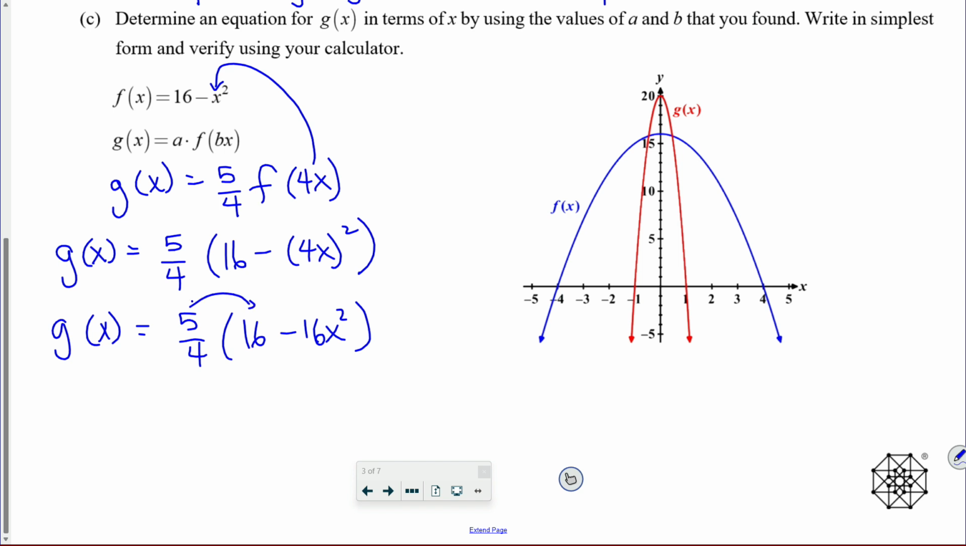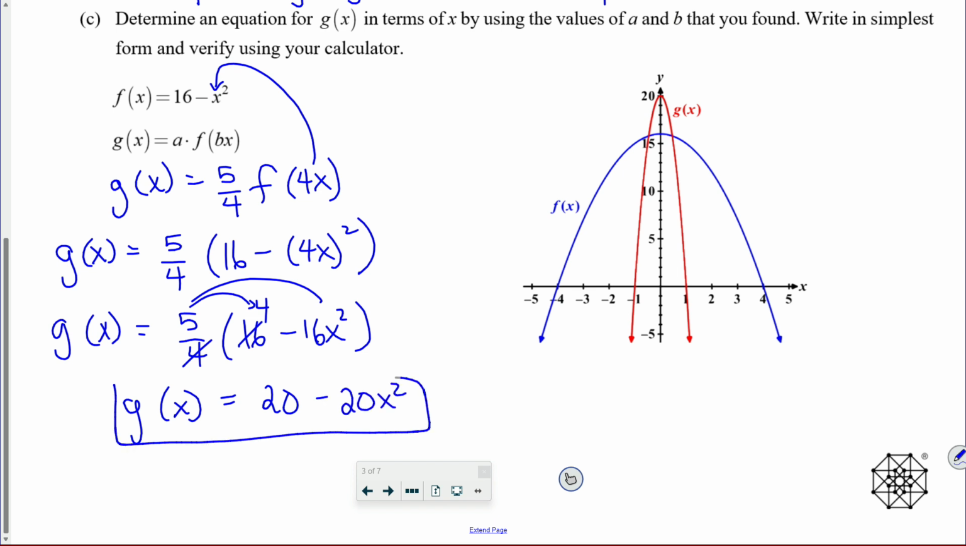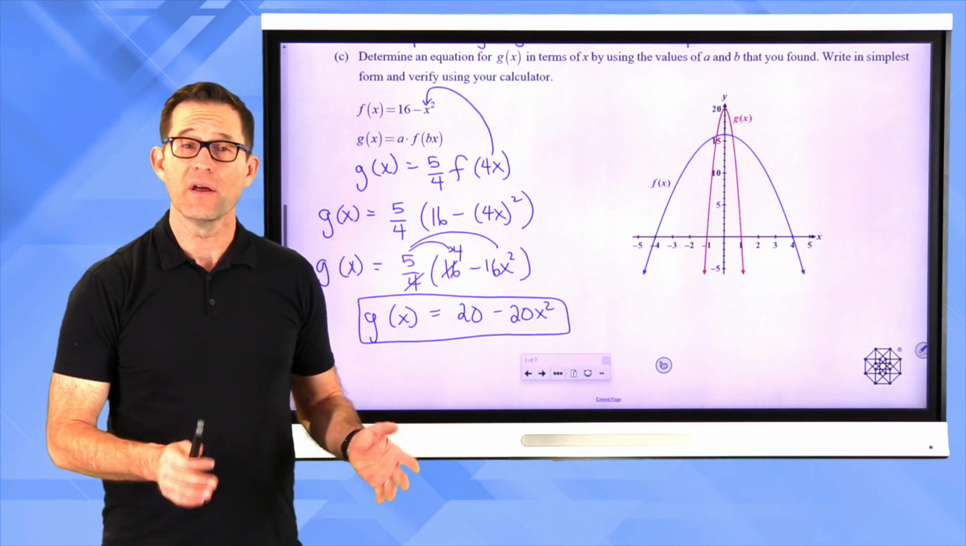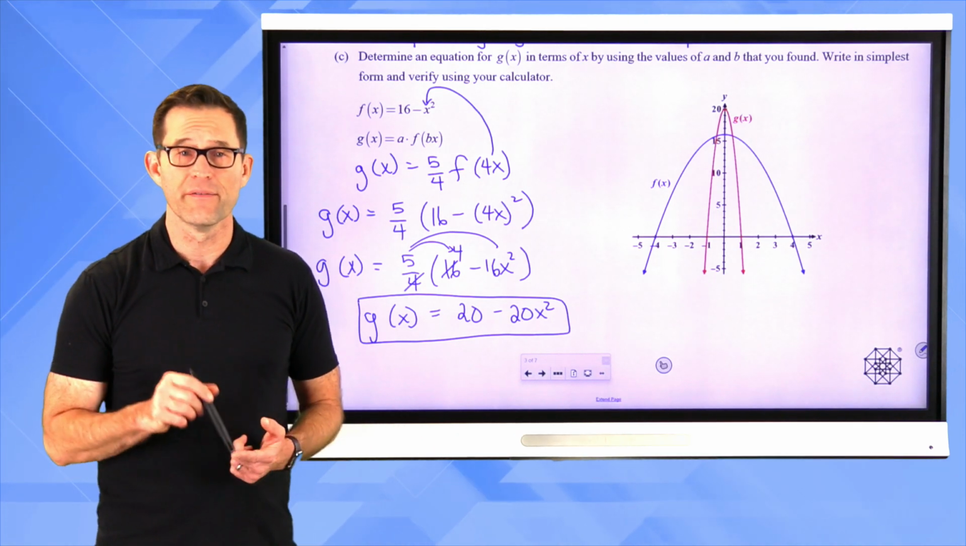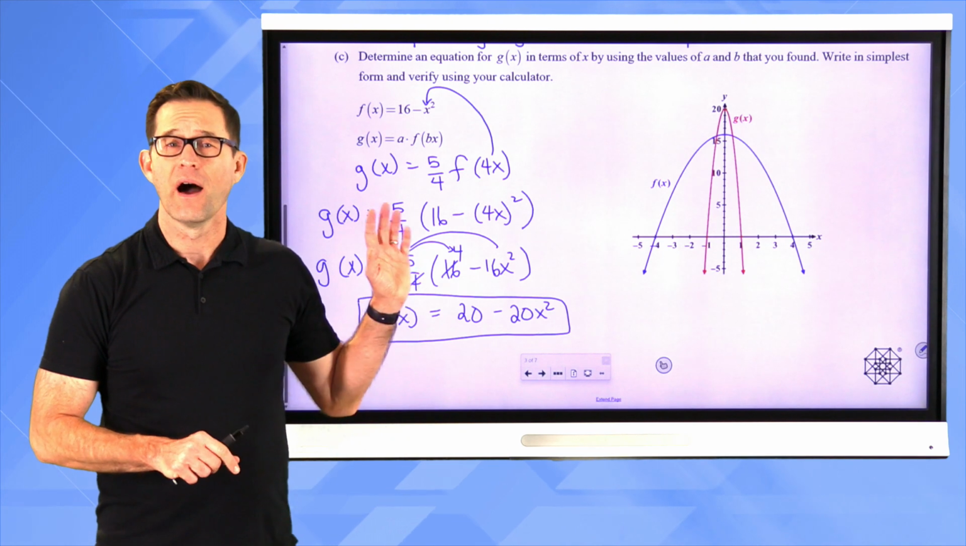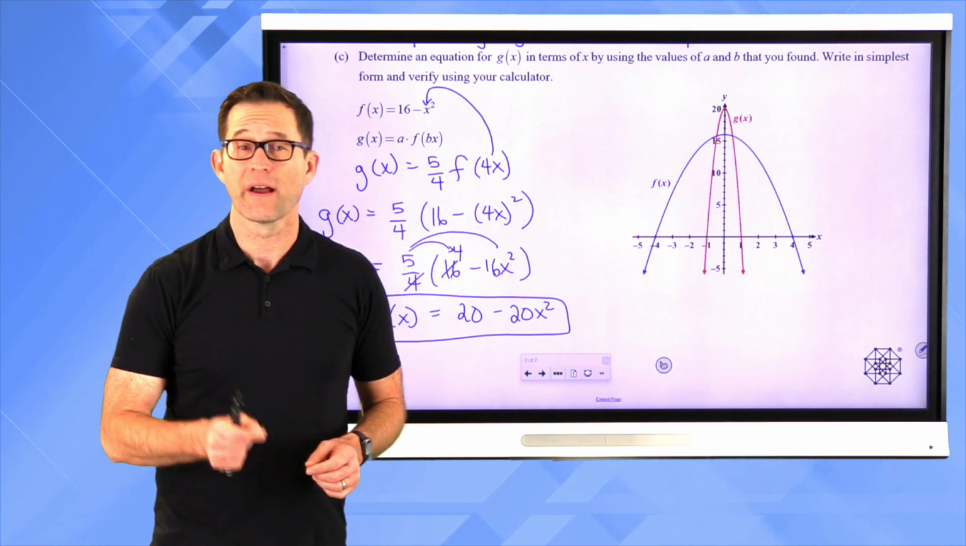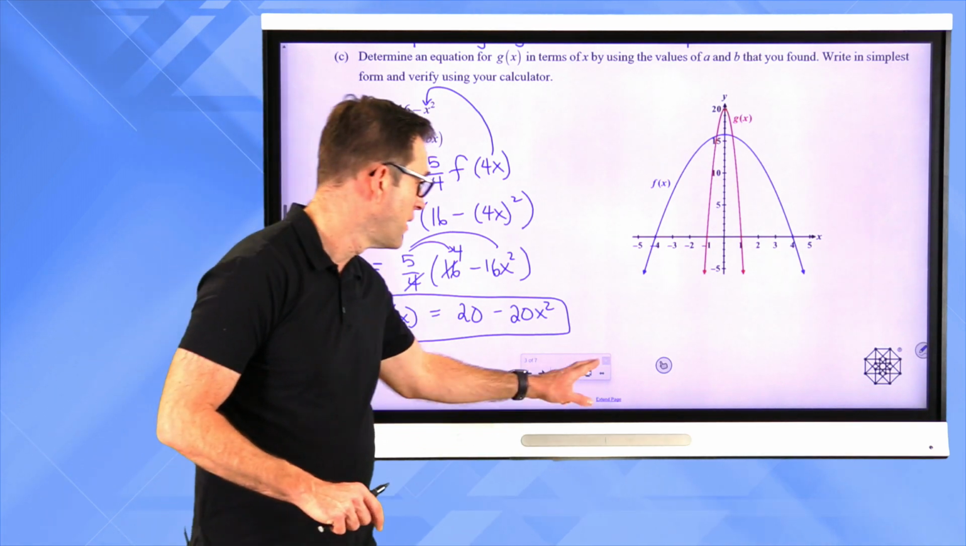And maybe to make this look really nice, I can distribute. 5/4 times 16 is actually equal to 20. And of course, the 5/4 is going to distribute through both of them. And I get a very nice final formula for g of x. G of x is 20 minus 20x squared. Now, if I've done everything correctly, determined the value of a correctly, b correctly, I've then used them to figure out the formula for g of x, I can see if this is correct using my graphing calculator.